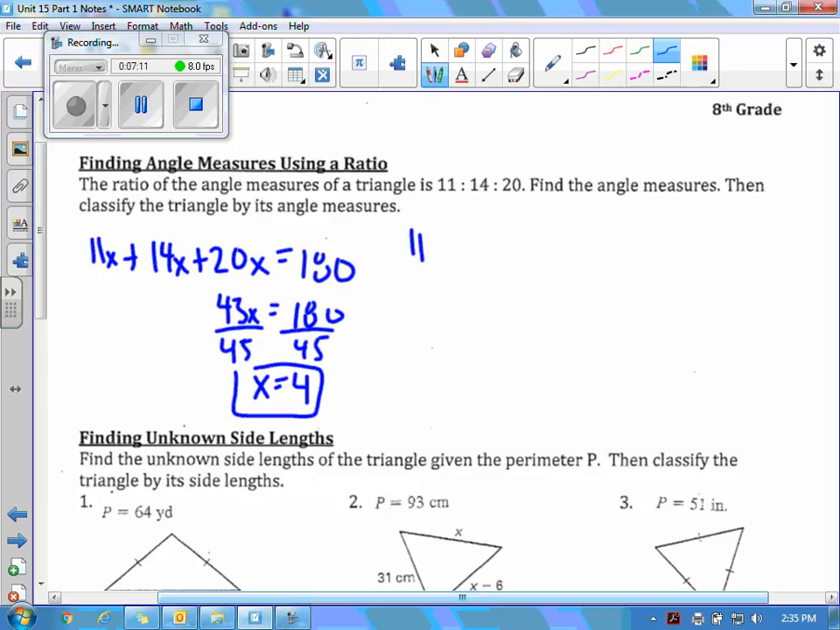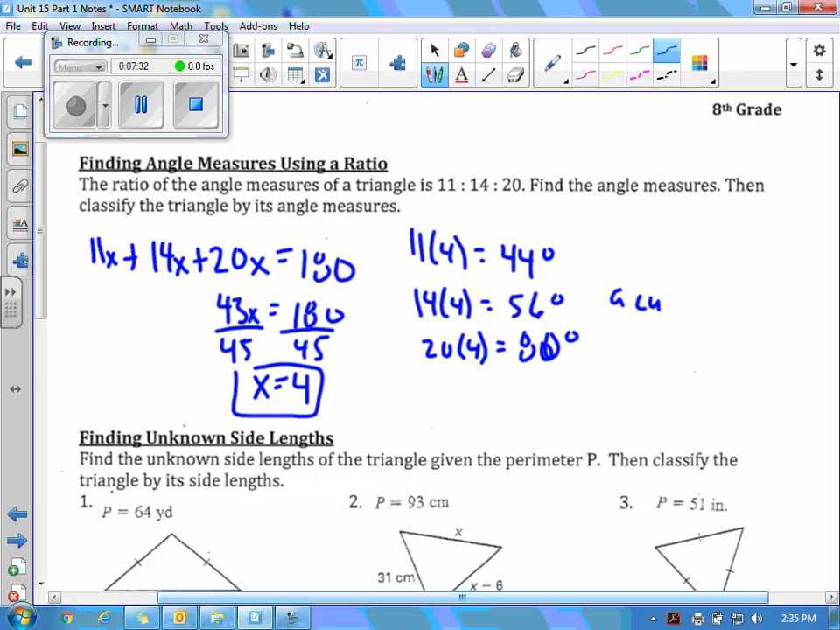So I'll just take each part of the ratio and multiply it by 4. So I'll get 44 degrees. 14 times 4 is going to give me 56 degrees. And 20 times 4 is going to give me 80 degrees. All these angles are less than 90, so that's going to be an acute triangle.